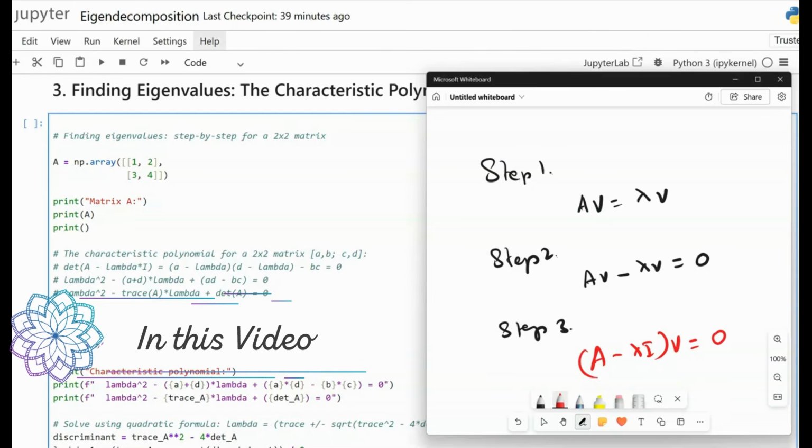Here, of course, you would have asked this one, why lambda I? Because actually, A minus lambda is a matrix minus a scalar, which is undefined. We need to subtract a matrix from a matrix. So, we use lambda I, that is a diagonal matrix with lambda on the diagonal. So, this is matrix shifting.